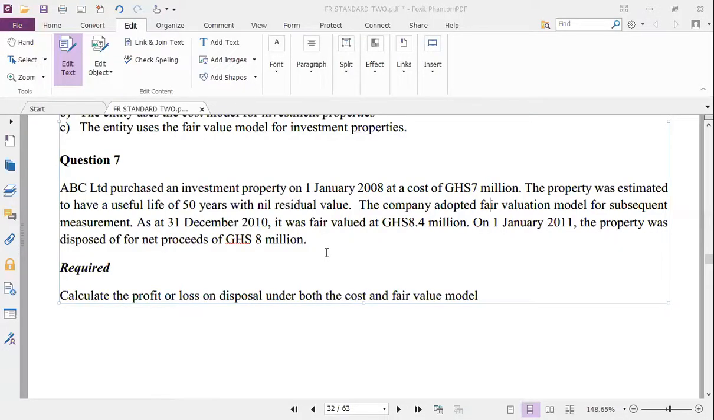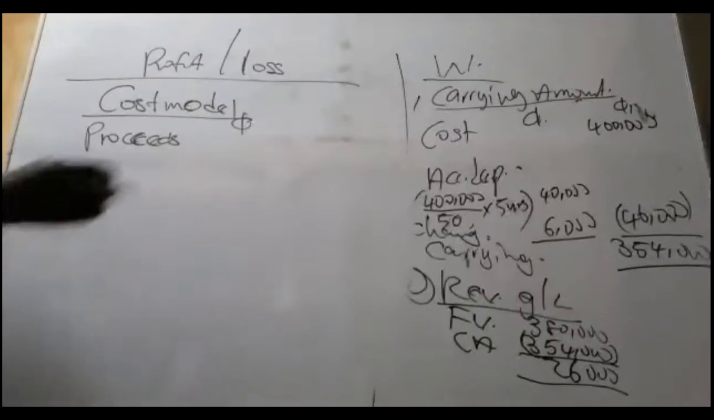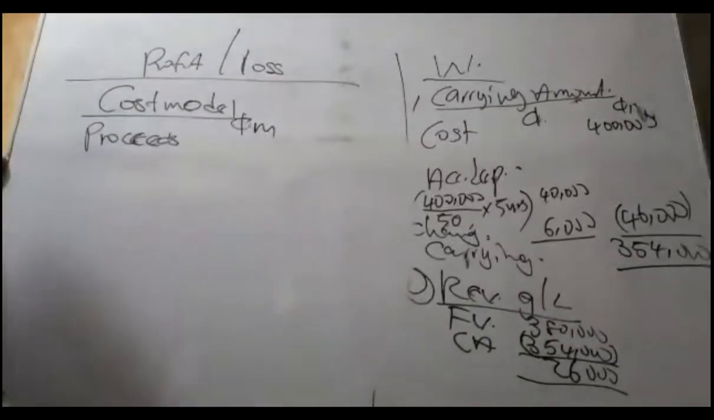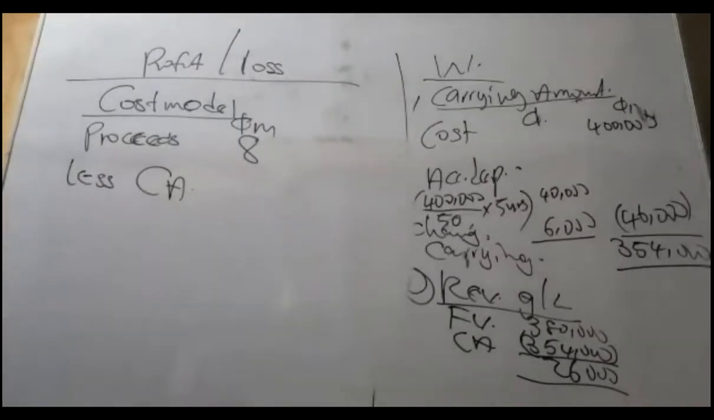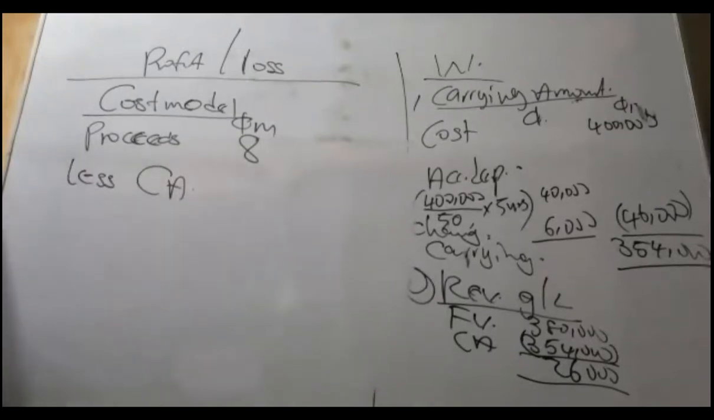So from the question, on January 2011, the property was disposed of for the net proceeds of 8 million. So proceeds is 8 million. If I'm reporting in millions, I just have to put 8 here. I'm done. So 8 million, less what? Carrying amount of the asset. Under the cost model, like PPE, the investment property must be depreciated. So you have to depreciate this investment property over the useful life of the asset.